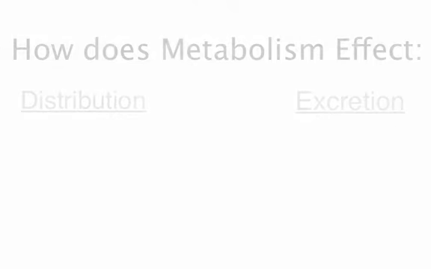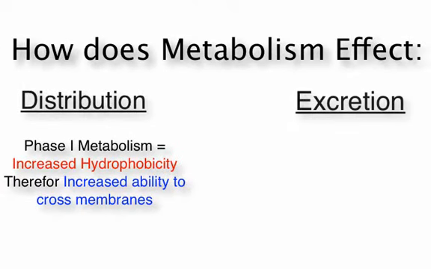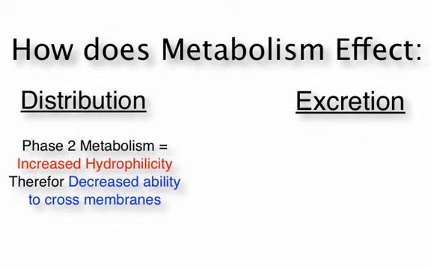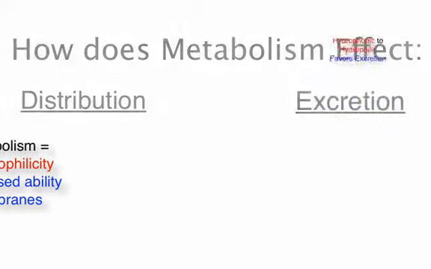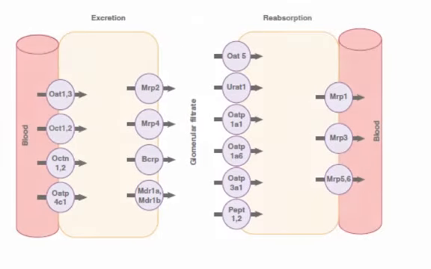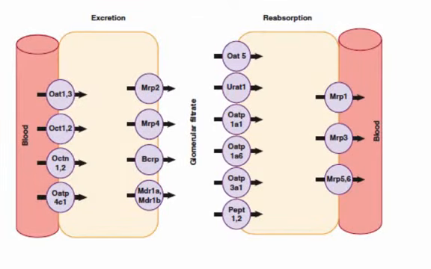Metabolism affects distribution in the sense that prior to phase 2 metabolism, the toxin has increased hydrophobicity, increasing its ability to cross membranes. However, the conjugated metabolite is very hydrophilic, making it difficult to cross membranes and be further distributed. Metabolism affects excretion in the sense that a nonpolar hydrophobic toxin was transformed into a hydrophilic polar molecule that favors excretion. Once metabolized, the final conjugated metabolite will be excreted in the urine.